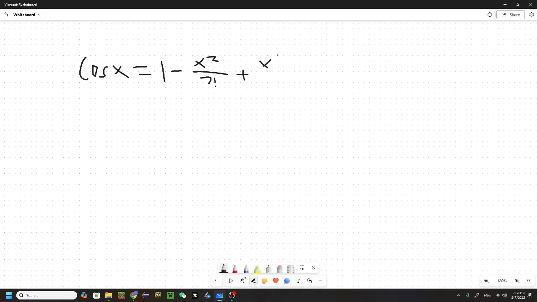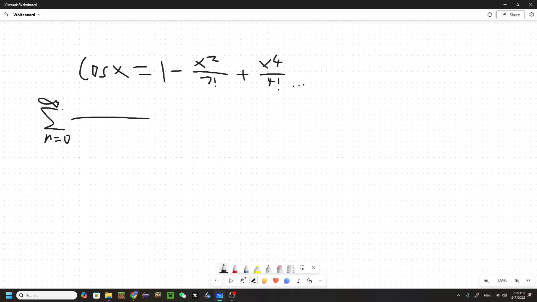I think we have cosine of x equals 1 minus x squared over 2 factorial plus x to the power of 4 over 4 factorial, and we have more, right? So what we're going to do first to find the convergence values is find the summation. So let's start with that. Let's do n equals 0 to infinity, and then let's see this pattern.